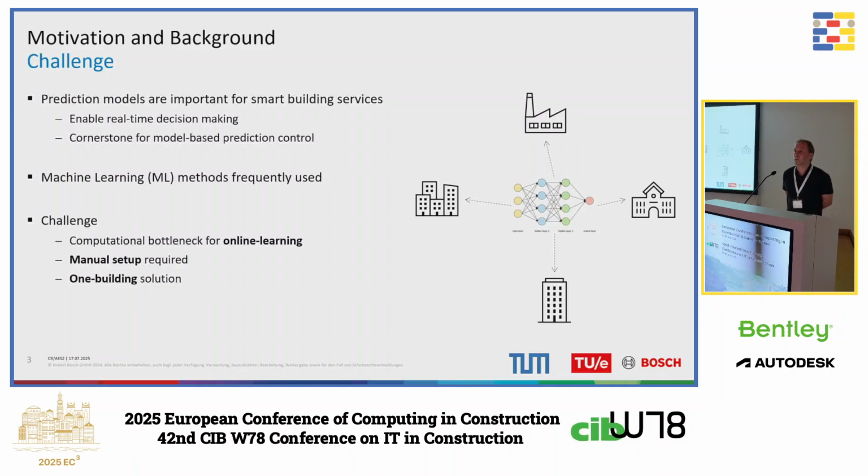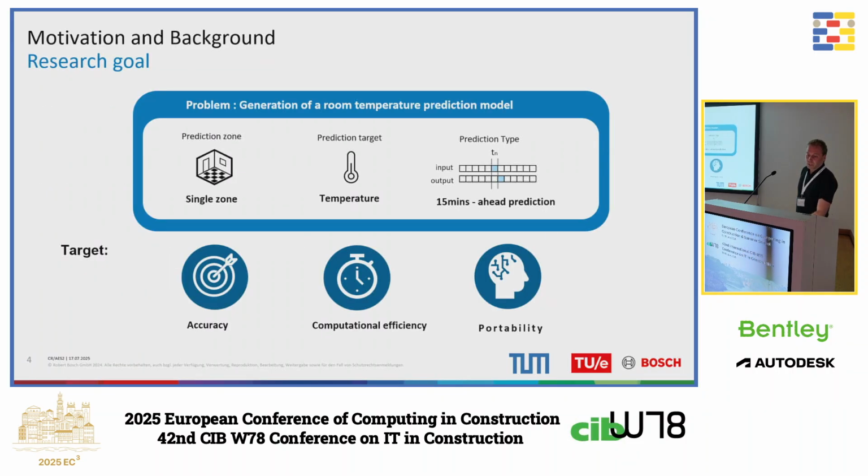And if you want to deploy model predictive control, you need, of course, predictions for that. Model predictive control needs predictions for disturbances and states of the system, and room temperature will typically be one of the states of your model. So we need a prediction for the room temperature that should be accurate, computationally efficient, and of course portable, because we don't want to configure it for a single room with manual effort, but we want to deploy it to probably a whole building with just one click, and therefore we also need this portability.